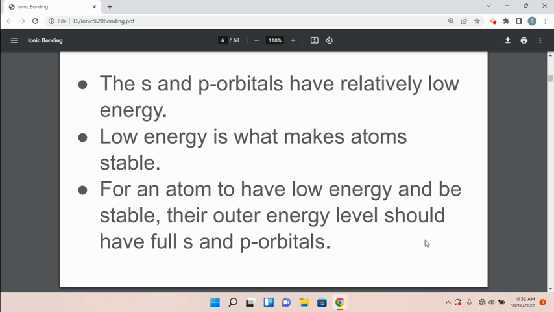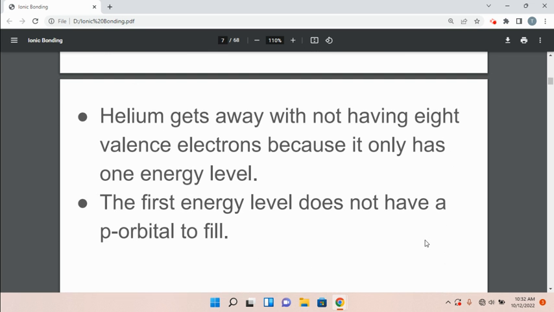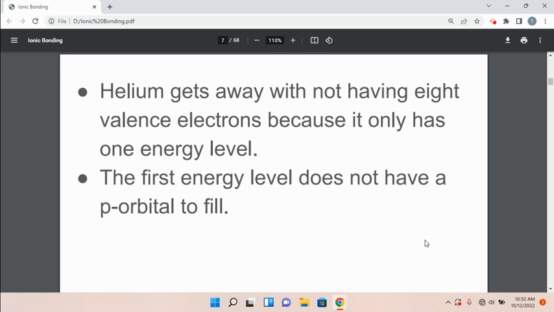So for an atom to have low energy and thus be stable, their outer energy level needs to contain filled s and p orbitals. Again, helium doesn't have filled s and p orbitals. All it has is a full s orbital. And the reason for that, again, it's got no p orbitals. It only has 1 energy level, and there are no p orbitals on that level.